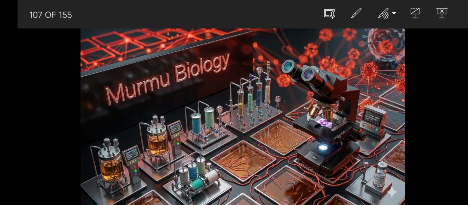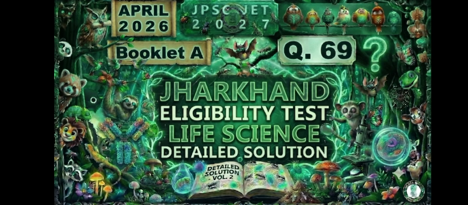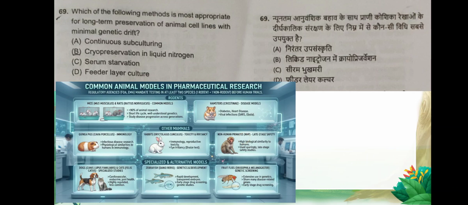So let's see question number 69, which is related to tissue culture. The question says, which of the following methods is most appropriate for long-term preservation of animal cell lines with minimal genetic drift? Minimal genetic drift means mutation, or deviation of the inheritance material, that is DNA, the genome, to something else, isn't it?